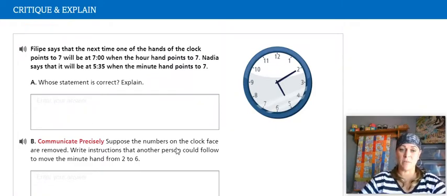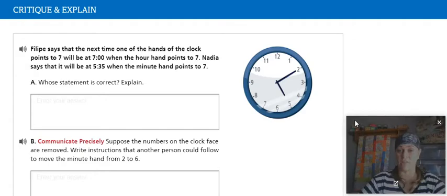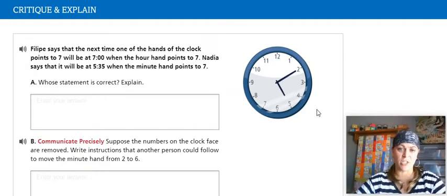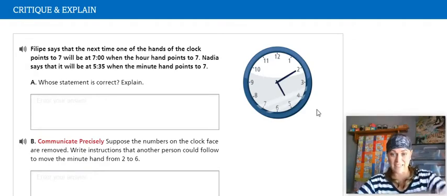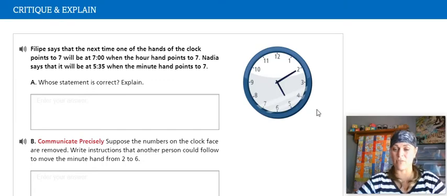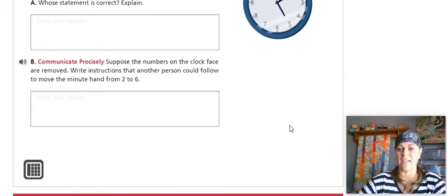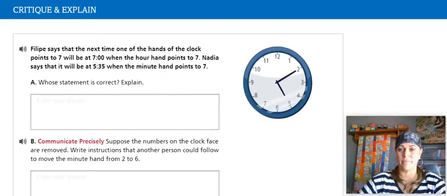Now it says, suppose the numbers on the clock face are removed. What instructions could another person follow to move the minute hand from 2 to 6? If there were no numbers written on the clock, how would you give directions to go from 2 to directly down where 6 should be if there were no numbers? So you have to think about that for a second and try to figure that out.